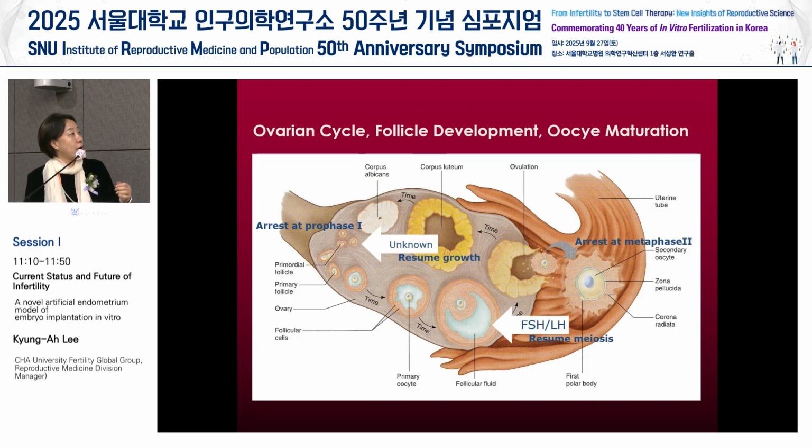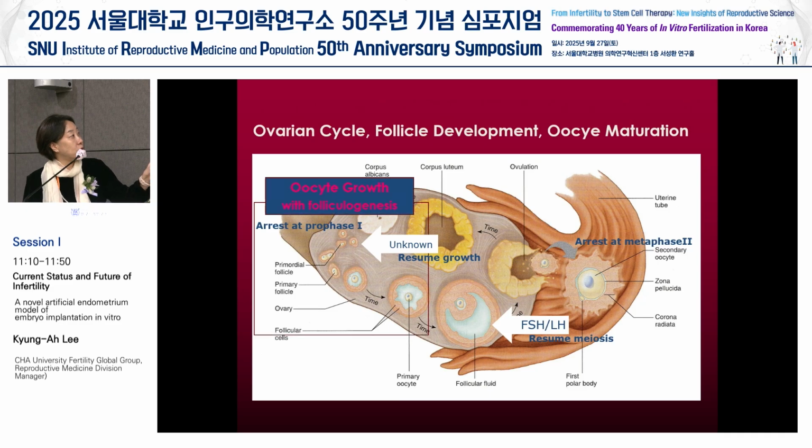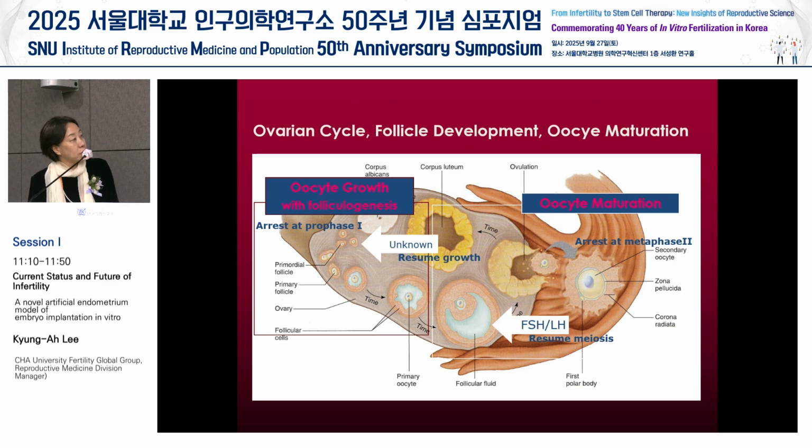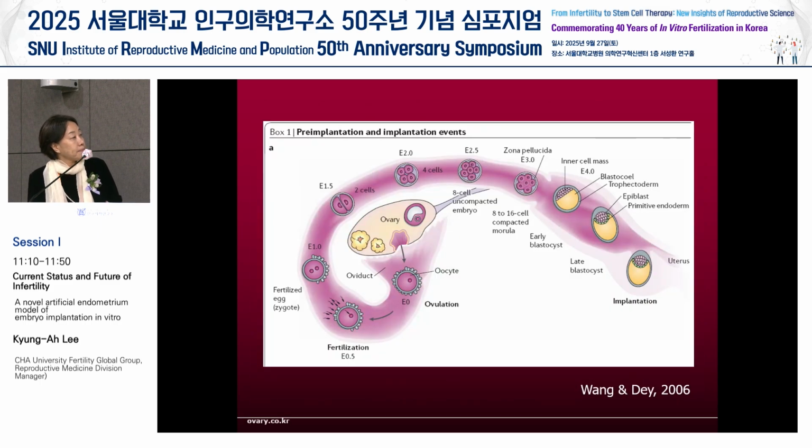Oocyte maturation, I've been focused on the early stage of folliculogenesis and oocyte maturation. Having a good quality of oocyte is really important for the afterwards process, such as fertilization and pre-implantation embryo development, as well as developing to a good quality of blastocyst for implantation success.